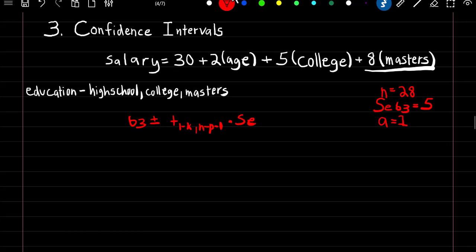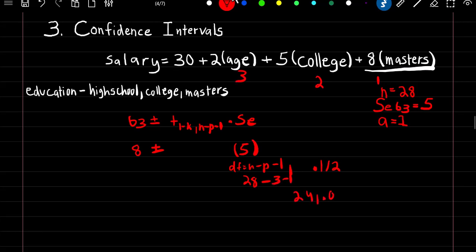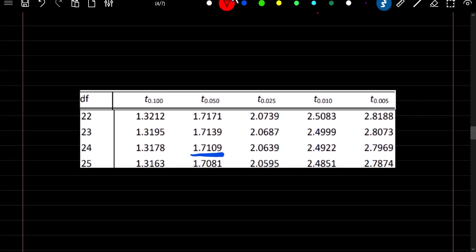We're already given our coefficient estimate, which is 8, plus or minus, and we're already given our standard error, which is 5. So we just have to find our t-score value. It's going to be alpha over 2, and the degrees of freedom is equal to n minus p minus 1, which is 28 minus 3 predictors minus 1, so 24.05. We go to our chart, and we can see that the t-score is 1.7109.